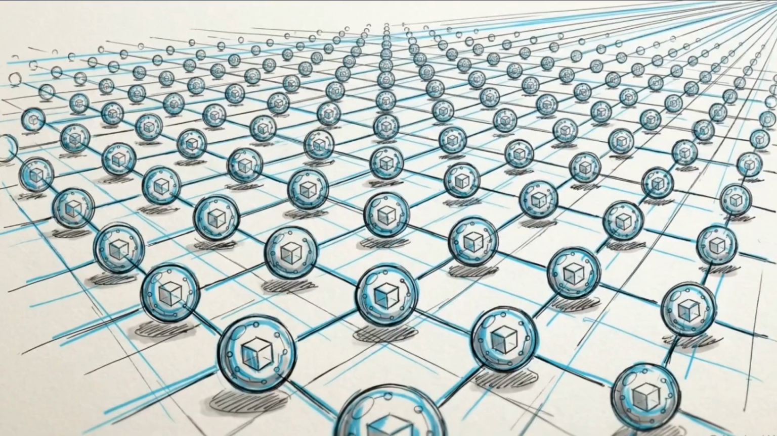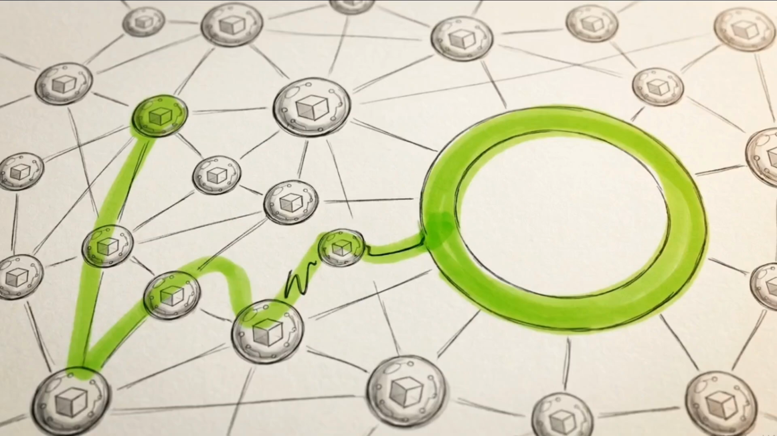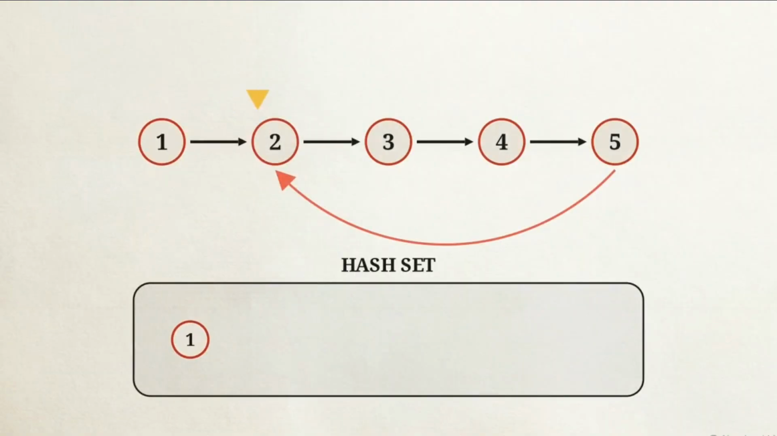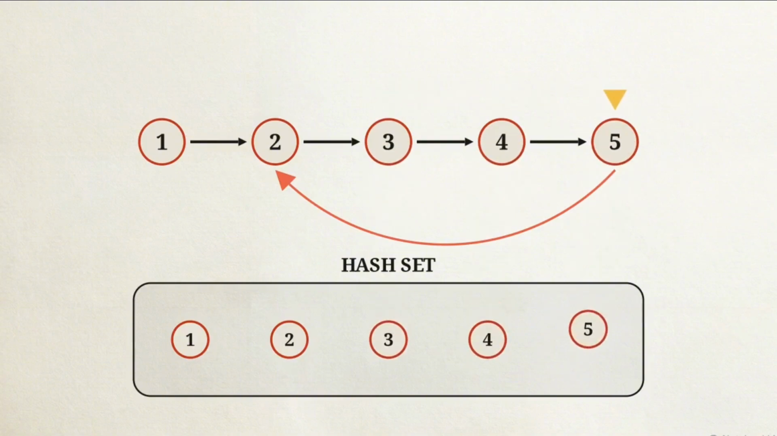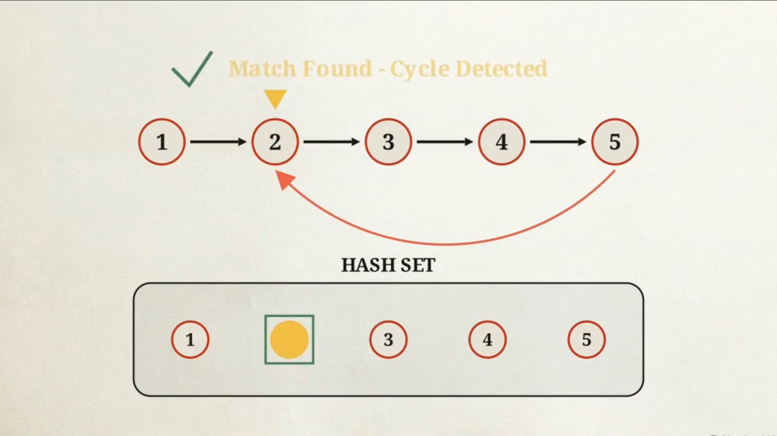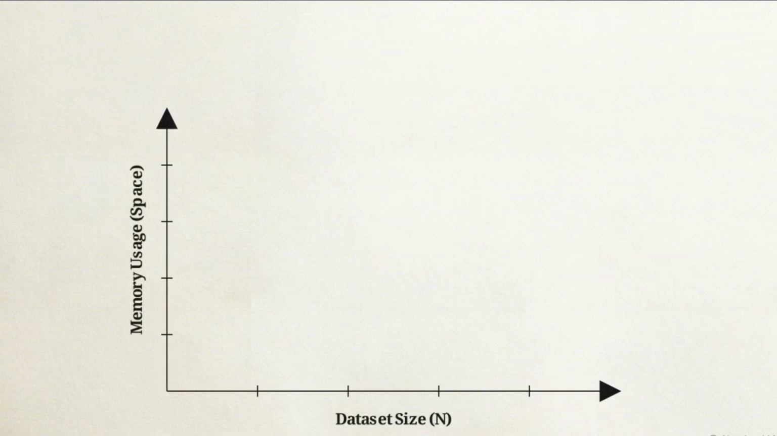The logical problem is straightforward. How do we track where we've been in a massive dataset to identify the moment we start moving in a circle? As the program reads the list, it drops a copy of every visited node into an external hash set. The exact moment the indicator hits a node already recorded in the container, the system flags a match. The cycle is caught. This chart plots dataset size against memory usage to illustrate space complexity.